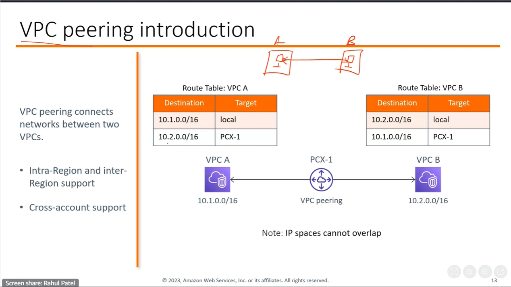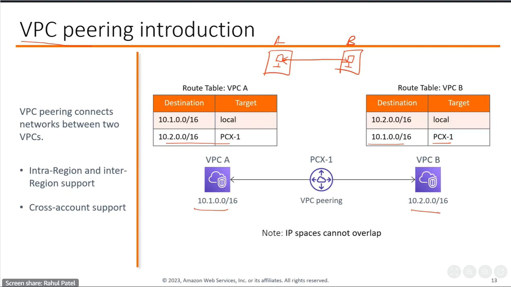Okay. So we have to make an entry of peering connection here. So this is PC1, the peering router here. And this is the CIDR of our VPC B. Similarly, the CIDR of VPC A is going to be here, and the peering connection router entry will be done here.